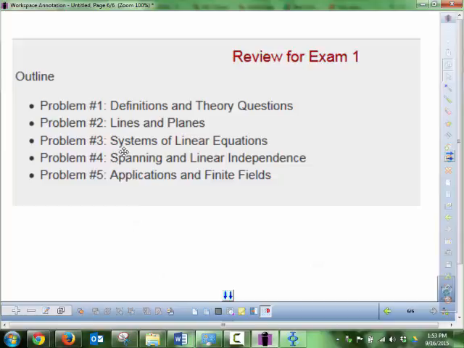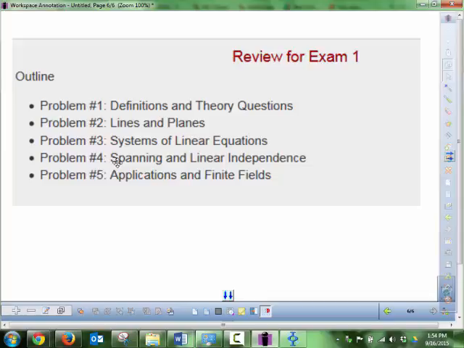Number 3 would be just a regular system of linear equations. Actually, it won't be a regular system of linear equations. It'll be a problem that will have you try to solve a system of linear equations. You can put an asterisk on that, and then I'll show you the review, and I'll show you what kind of problem I mean by a system of linear equations here.